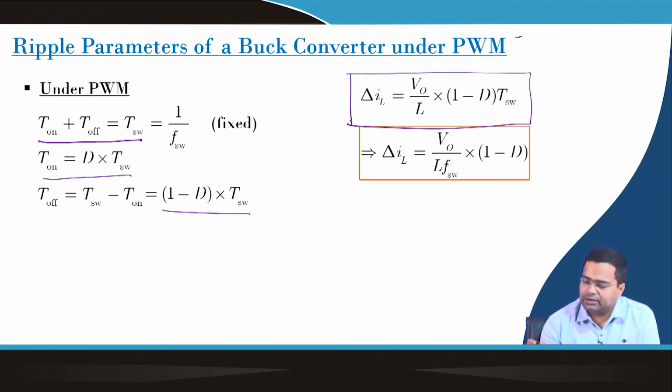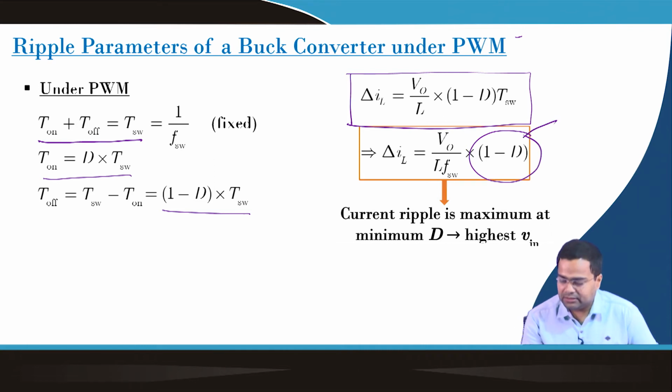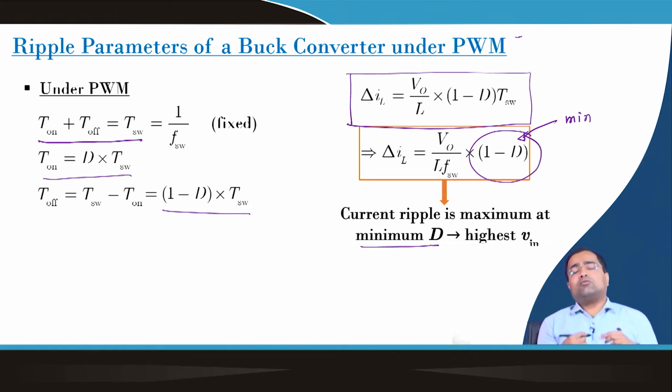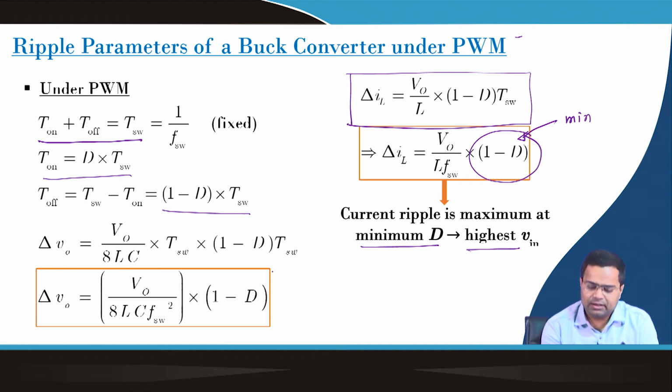So, now if we look at this expression, the current ripple will be maximum when this duty ratio is minimum, and this is here minimum duty ratio. And in a buck converter, what happens under minimum duty ratio? For a given output voltage, minimum duty ratio corresponds to the maximum input voltage, so the highest input voltage. And if we take the output voltage ripple expression, it will also be maximum when D is equal to minimum.